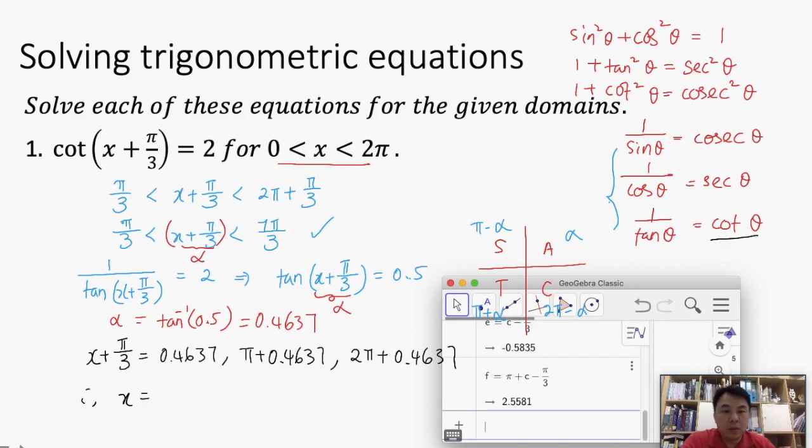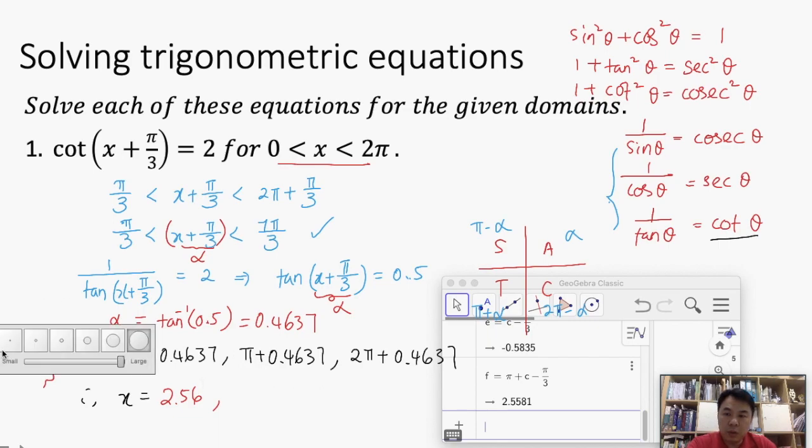So we got ourselves 2.56. Is 2.56 within the domain, or always check? Yes, it is within the domain there, which is 2.56. So I'm going to take it. And then lastly, I'm going to check whether the last option is also part of the solutions there.